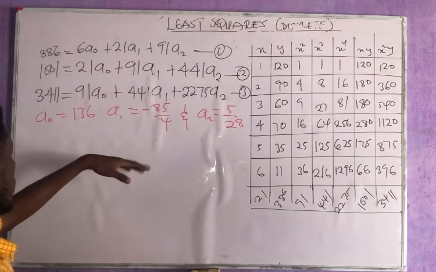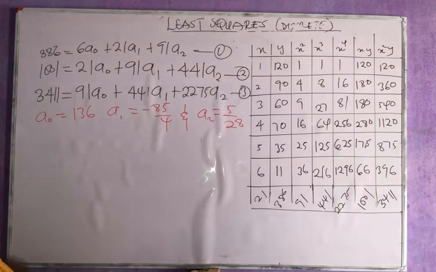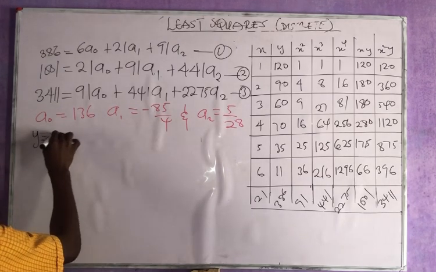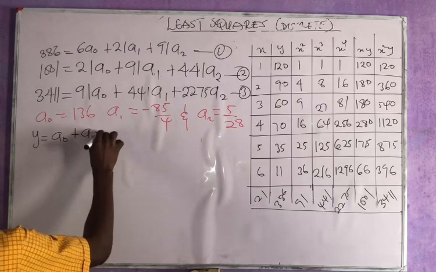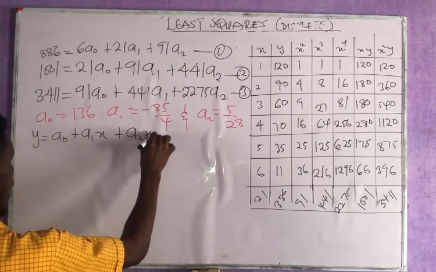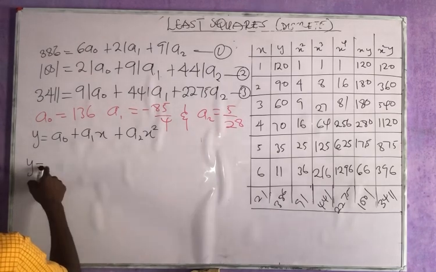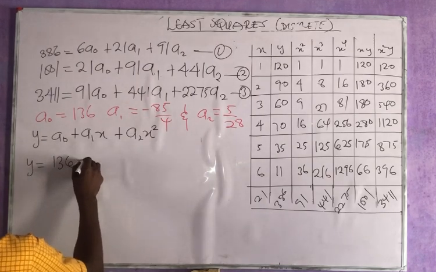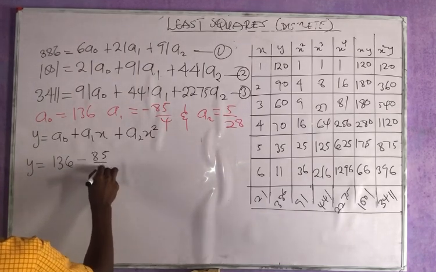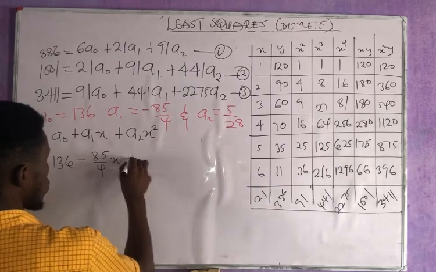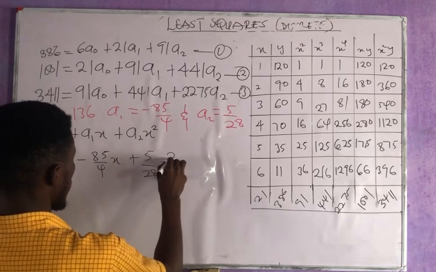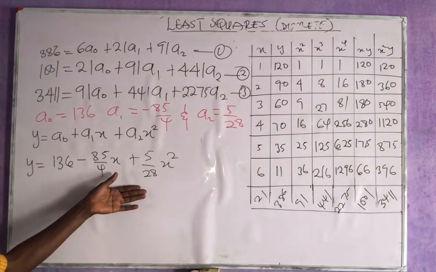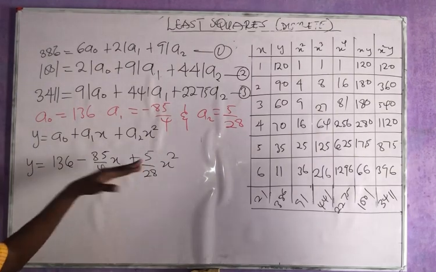So having this, we just substitute this into the parabolic formula that we have, or the parabola formula, which is y equals a naught plus a1x plus a2x squared. So my y is now equal to, my a naught is 136. My a1 is negative, so to make this side negative, which is 85 over 4x. Then my a2 is 5 over 28 x squared. So this is for the parabola that we can fit using least squares.